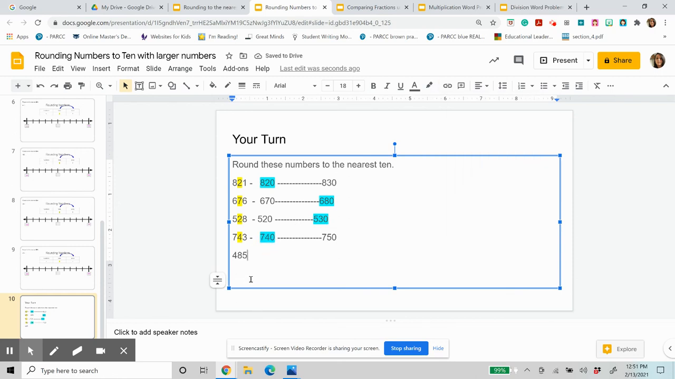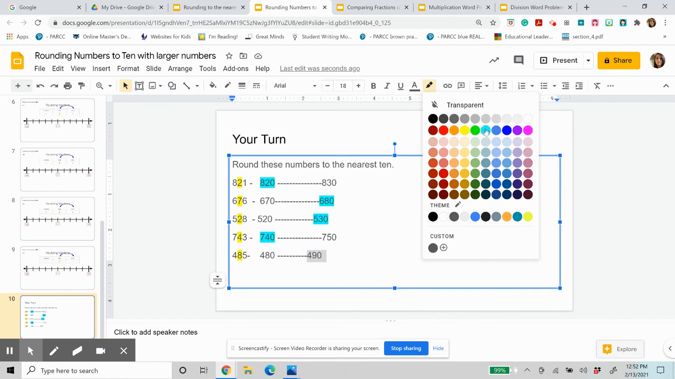All right, and our last one, 485. So I'm focusing in on my 10 because that's where they want me to round. It's an 8, so it's 80. So that would be 480, all the way to 490, right? I'm going to look at my deciding factor. It's a 5. So 5 and up, I round up. And 490 would be my answer.